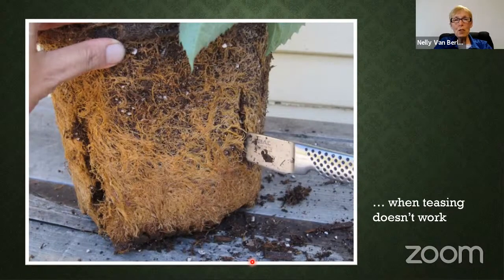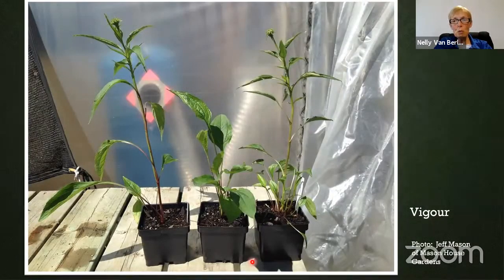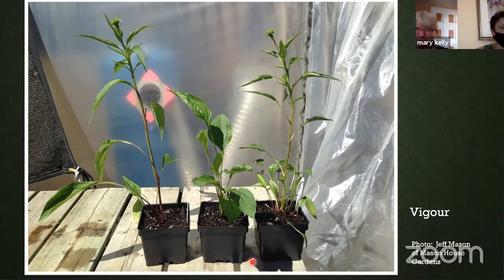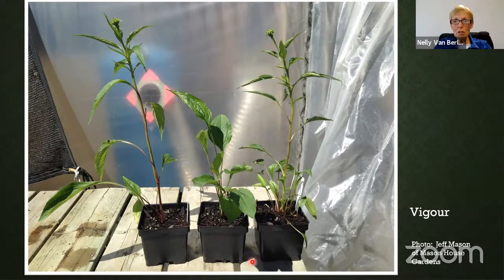And when I mentioned plant vigor, these photos were provided by Jeff Mason of Mason House Gardens near Uxbridge. And I guess he had a customer come back and say, "Are you selling those annual echinaceas?" And he said, "Echinaceas aren't annual, they're perennials." She said, "Well, in my garden, they're annuals." And he said, "Well, then you're not buying the right one." So he looked at his stock and he realized that they weren't all equal. So if you were going to buy one of these, which one would you buy first?